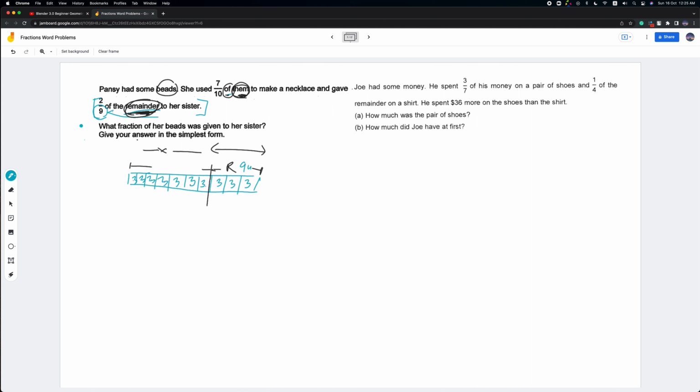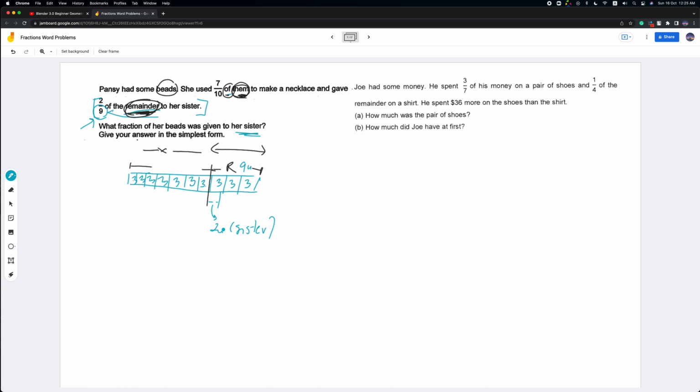Where do I get the 9 units from? The denominator is the total. So how many did I use? I only used 2 units here. So here I'll just draw somewhere here. I'll take out 2 units. And who are these 2 units for? For the sister.